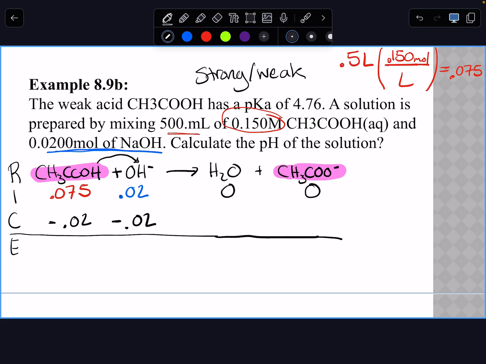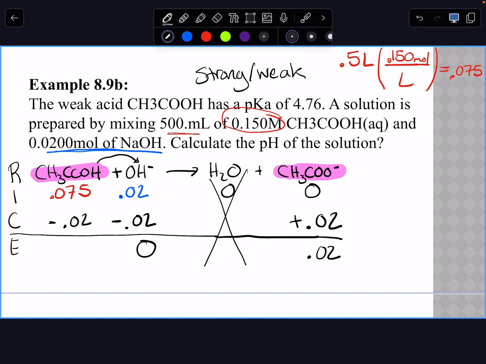Now, technically, I don't really care about the water, so we're just going to ignore that. But then what would be the change of my A minus? Plus 0.02. It's a 1-to-1 ratio. Carry that down, so we get 0.02 of this. No more OH minus, which it should always be.